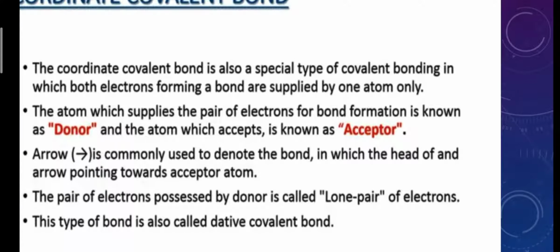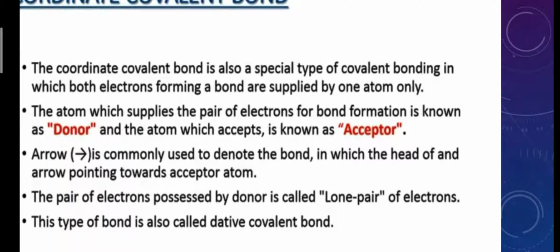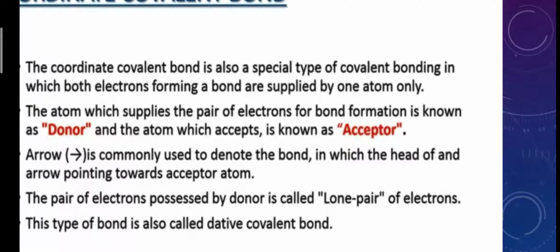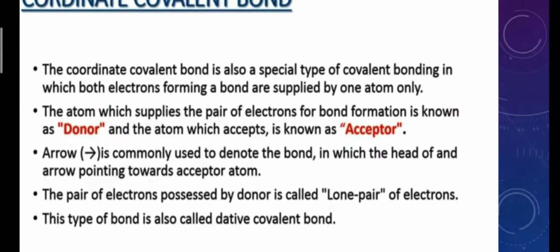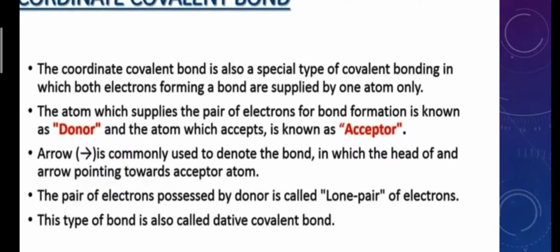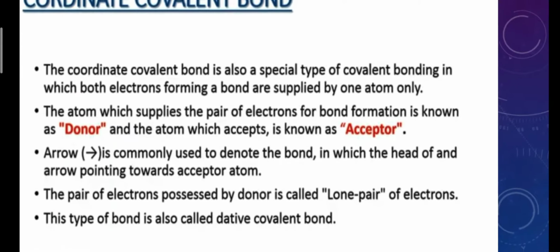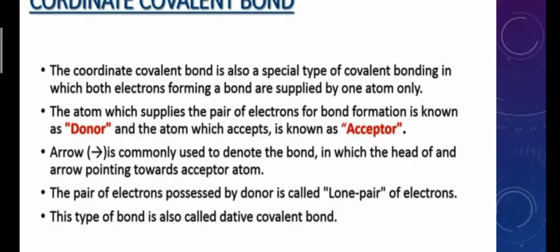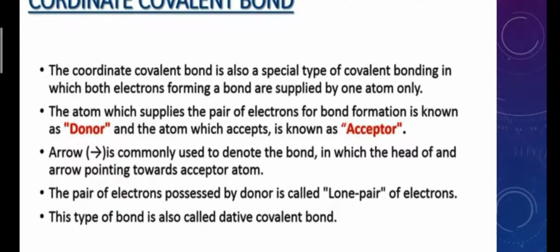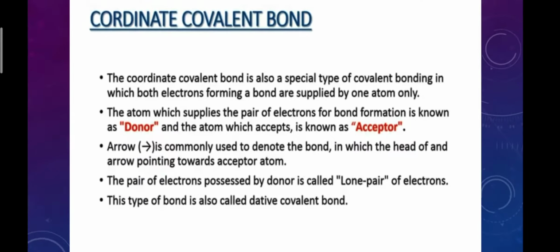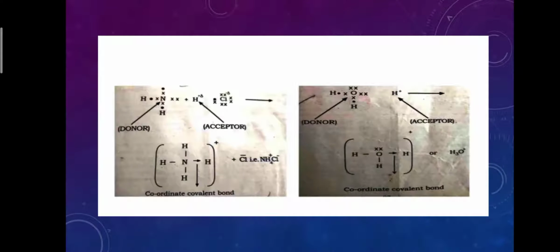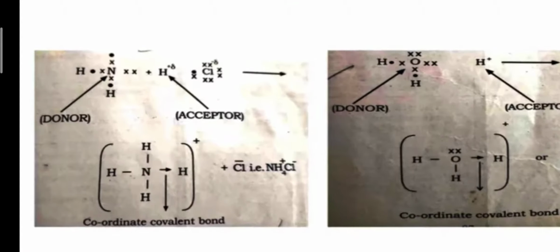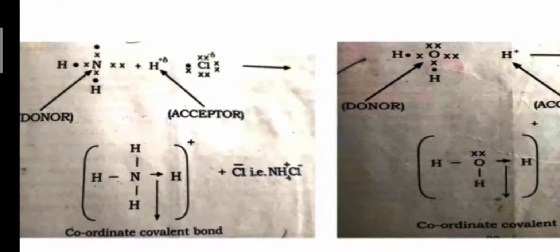Arrow is commonly used to denote the bond, in which the head of the arrow points towards the acceptor atom. The pair of electrons possessed by donor is called lone pair of electrons. This type of bond is also called dative covalent bond. It is an example of coordinate covalent bond.